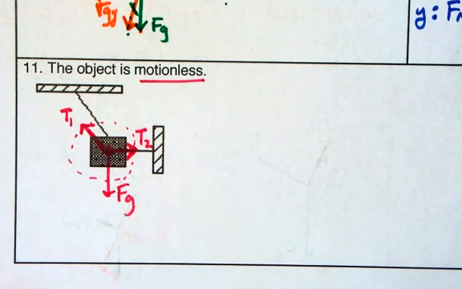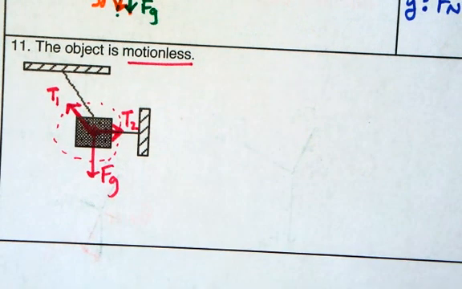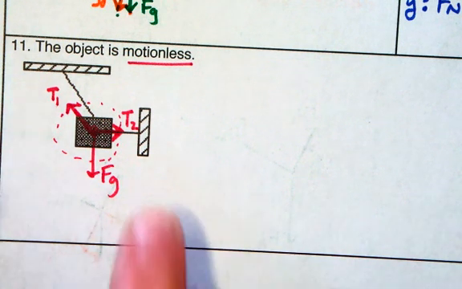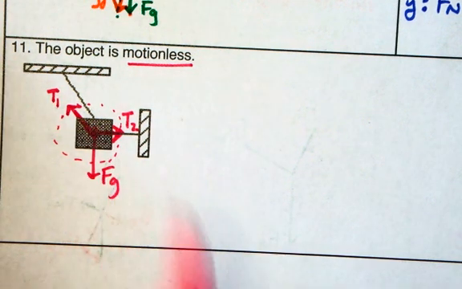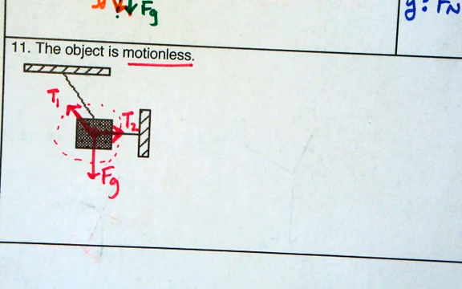If it's motionless. I've heard this from a few people: why is there no normal force here? Because it's not lying on a surface. A normal force, I also call it a surface force. It's just keeping you from falling through a surface, so you have to be touching something. And if we look here, this box is only attached to ropes. It's not attached to a surface. So we're not going to use the normal force here.